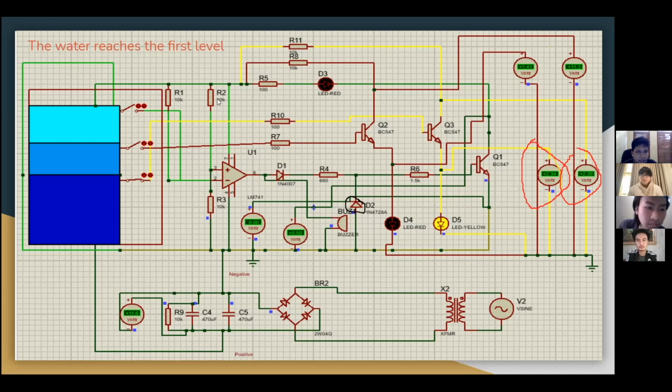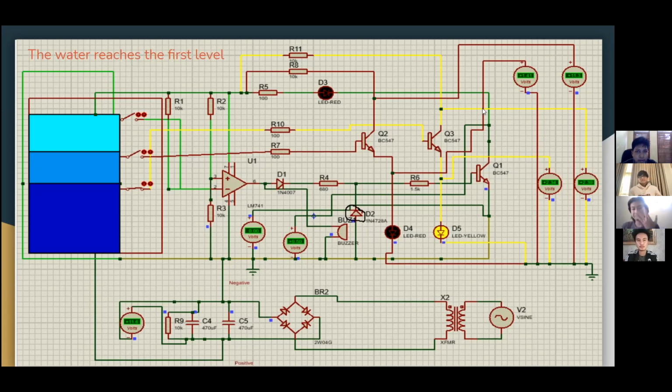Okay, so I'm going to briefly explain when, for example, the water level reaches the first level. The first level is illustrated in the dark blue color. It's basically the shallowest depth, while the lightest blue color is the highest depth of the water. As you can see, from here you can focus on the yellow wire.